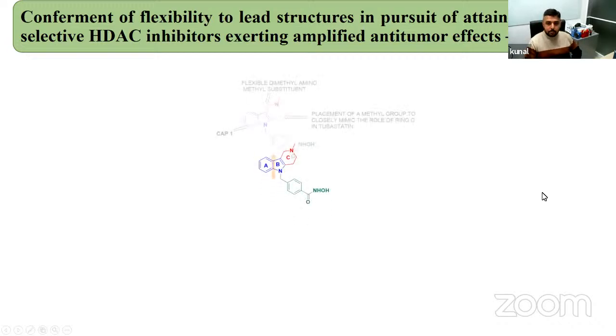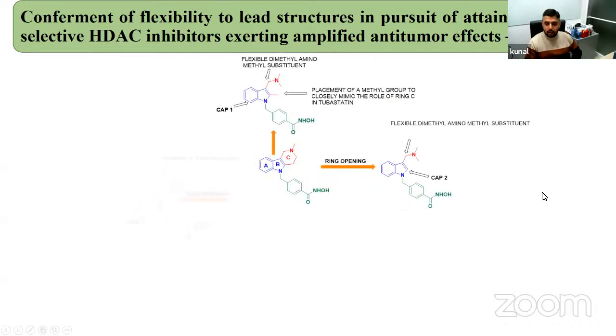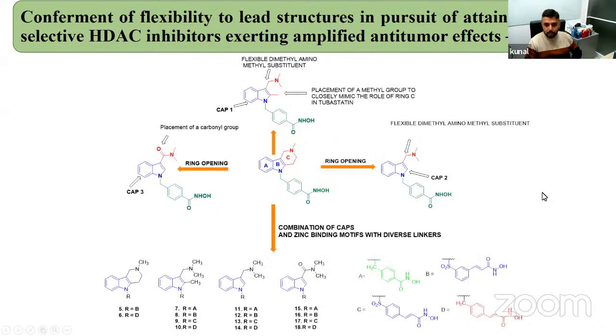Just look at this. I'll help you recall what I told you about this structure. This is the structure of tubastatin. I told you this is a very, very potent HDAC6 inhibitor. But unfortunately, despite being such a potent HDAC6 inhibitor, it has not been able to demonstrate anti-cancer effects.